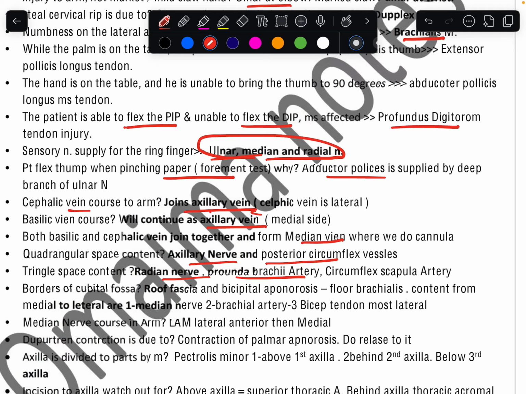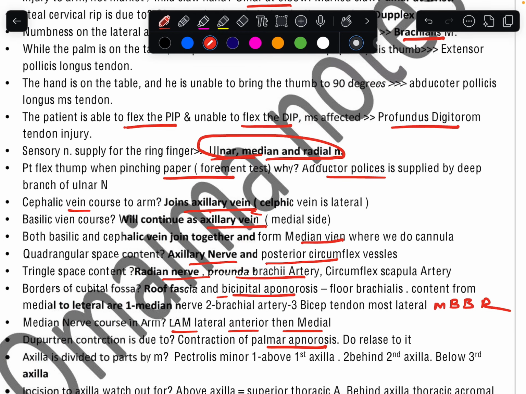Borders of the cubital fossa: roof is formed by bicipital aponeurosis, floor is formed by brachialis, and contents medial to lateral: MBBR. Median nerve, brachial artery, biceps tendon and radial nerve. Median nerve courses in the arm lateral, anterior and medial from above downward.